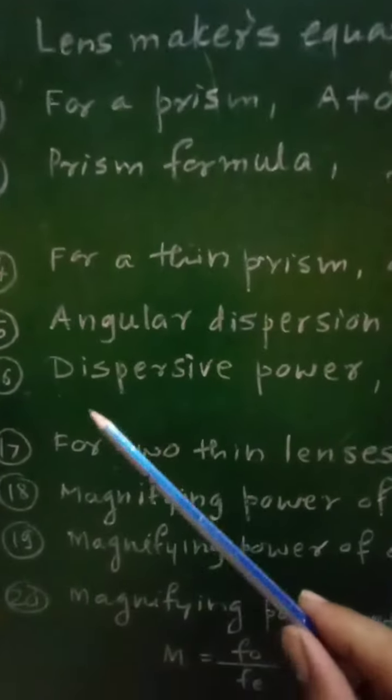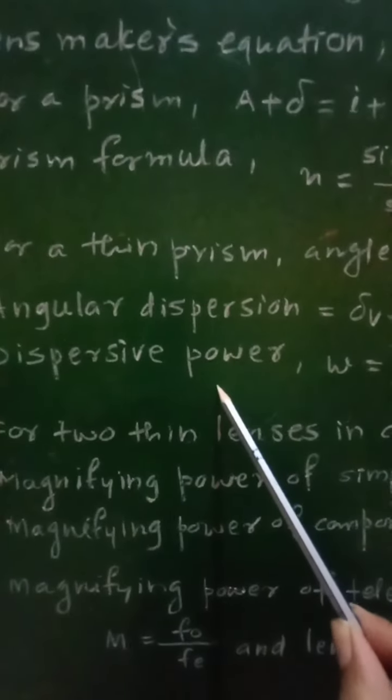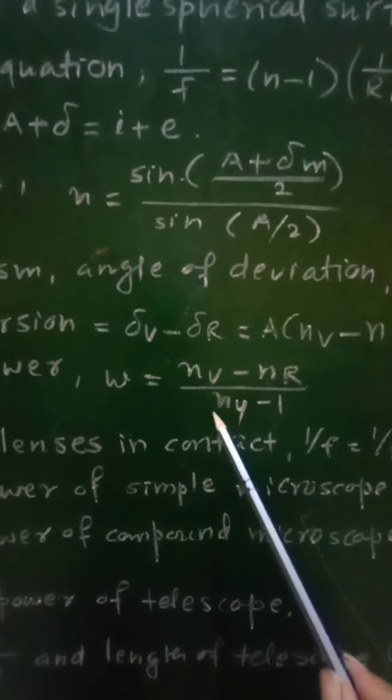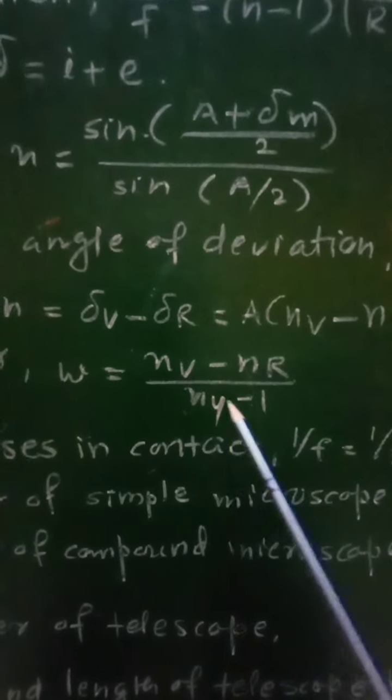Then the 16th formula gives the dispersive power. Dispersive power omega is equal to Nv minus Nr upon Ny minus 1.